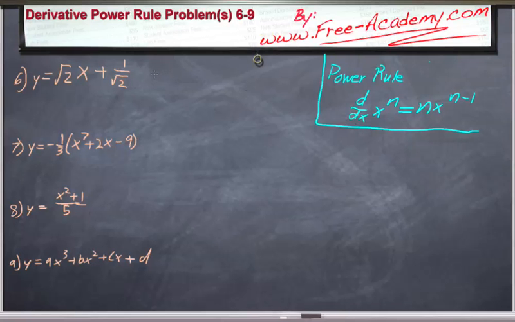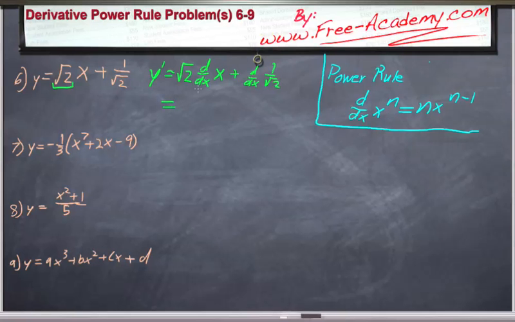This one's definitely the easiest. The only thing that's different is we have the square root of 2 in front of the x. But the square root of 2 isn't any more special than any other constant. It's just a constant, so we'll treat it like any other one. So y prime will be equal to the square root of 2 times the derivative with respect to x of x plus the derivative with respect to x of 1 over the square root of 2.